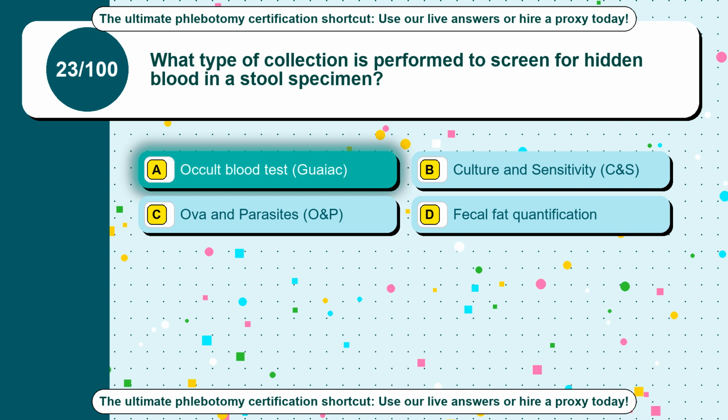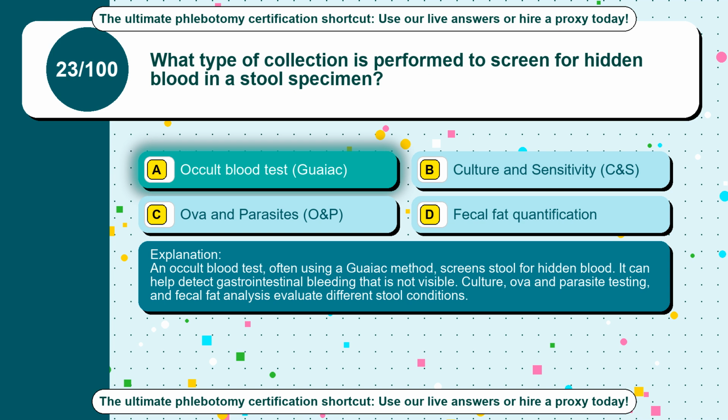The correct answer is option A, occult blood test, GWAC. An occult blood test, often using a GWAC method, screens stool for hidden blood. It can help detect gastrointestinal bleeding that is not visible. Culture, ova and parasite testing, and fecal fat analysis evaluate different stool conditions.